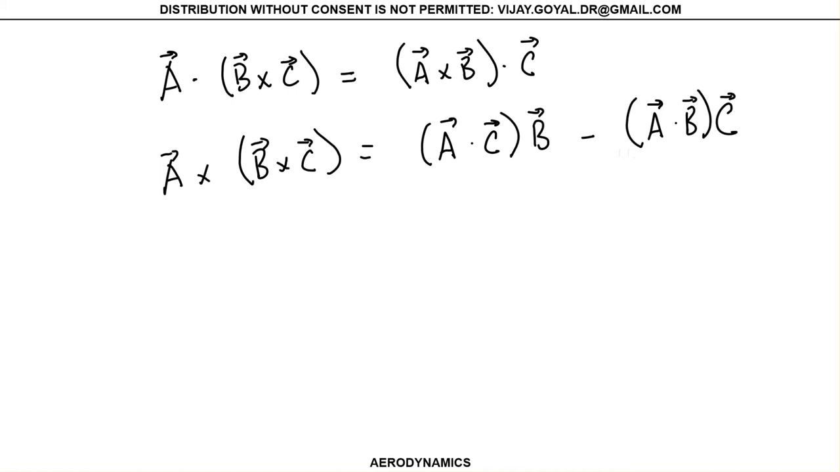Another thing that we can keep in mind is the coordinate system that we work with. So let's work with the coordinate system.